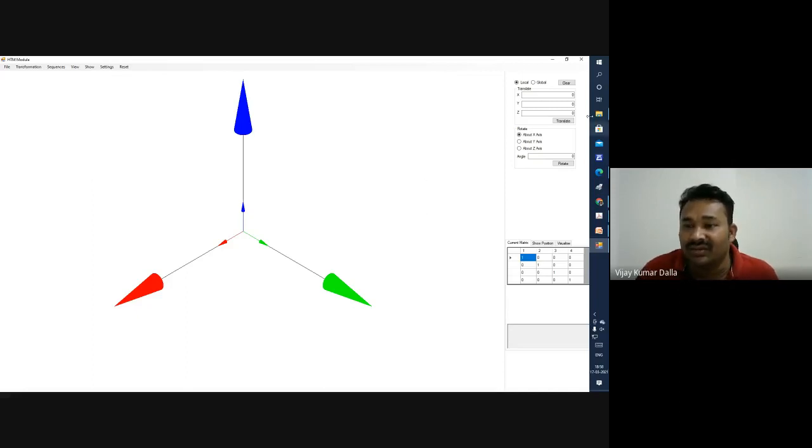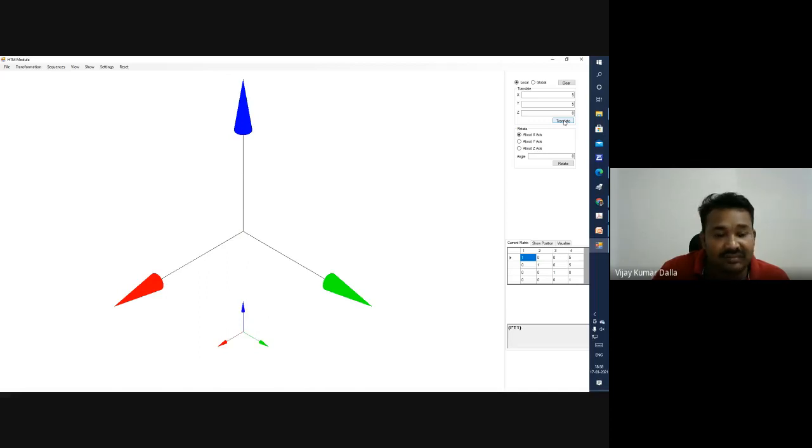Now just have a feeling: if we put x is equal to 5, then what is happening? If I click this translate, see, it got moved along the x-axis. Now resetting it, and I do the same for y, and see.